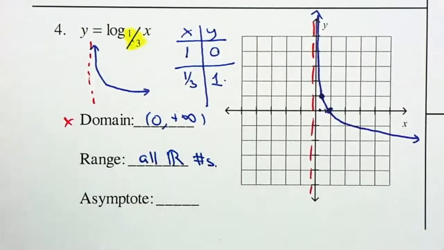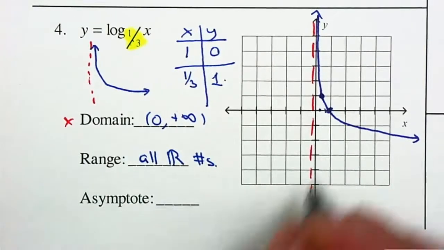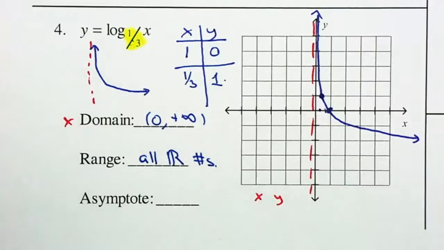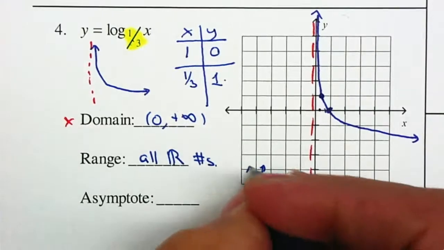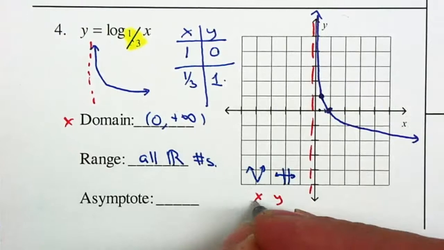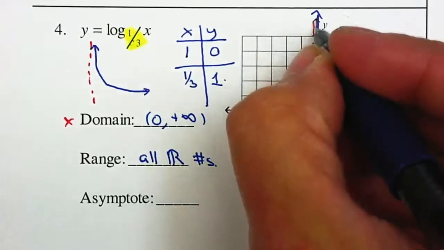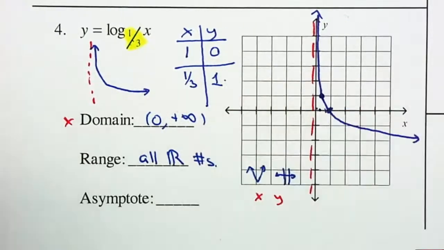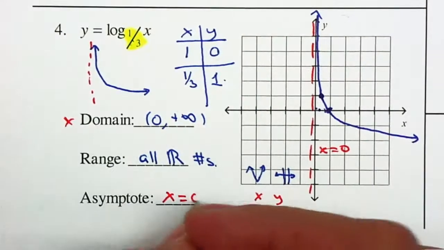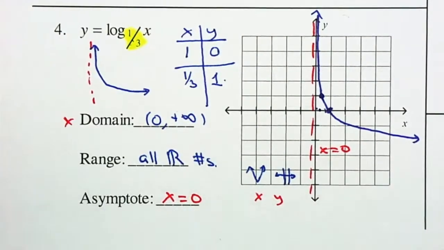Your asymptote. Your asymptote is a vertical line. Now remember, x and y, very happy. If it's a vertical line, it will be x equal to a number. So where does it cross the x-axis? It crosses the x-axis at 0. So therefore the equation is x equal to 0. That is your asymptote. And that's it for this graph.